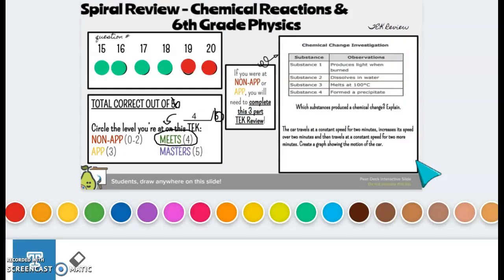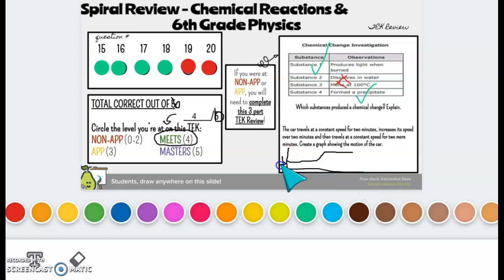So on our last slide, it just covers our chemical reactions in 6th grade physics. So what substance produced a chemical change? So substance 1, light when burned, yes. Dissolves in water, no. Melts, no. Formed a precipitate, yes. Then the last part says the car traveled at a constant speed for 2 minutes, increased its speed over 2 minutes, and then travels at a constant speed for 2 more minutes. So your graph would look something like that. So make sure you finish your TEK reviews and complete those last two slides.